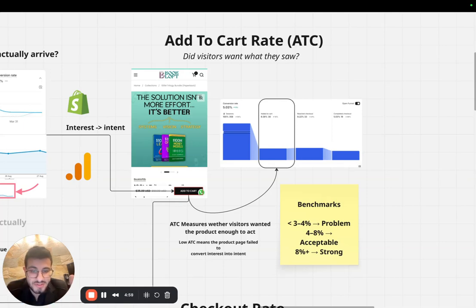Now, the benchmarks: if your add to cart is below 3 to 4%, you have a problem. If it's 4 to 8%, it's acceptable. Usually most stores are in that range. If it's 8 or more, then it's really good.